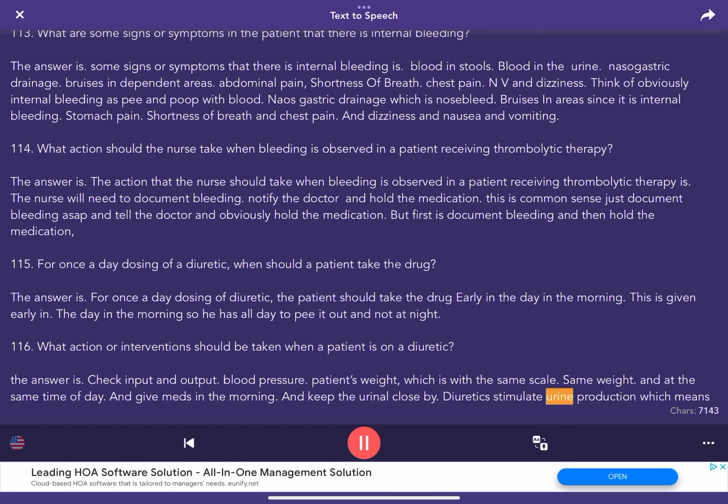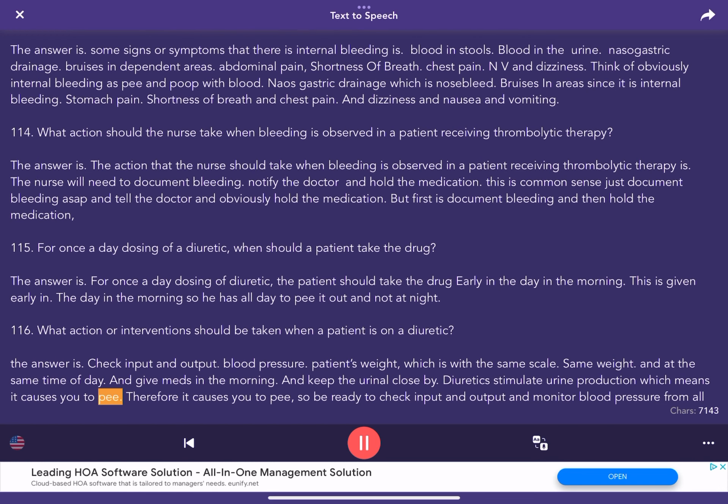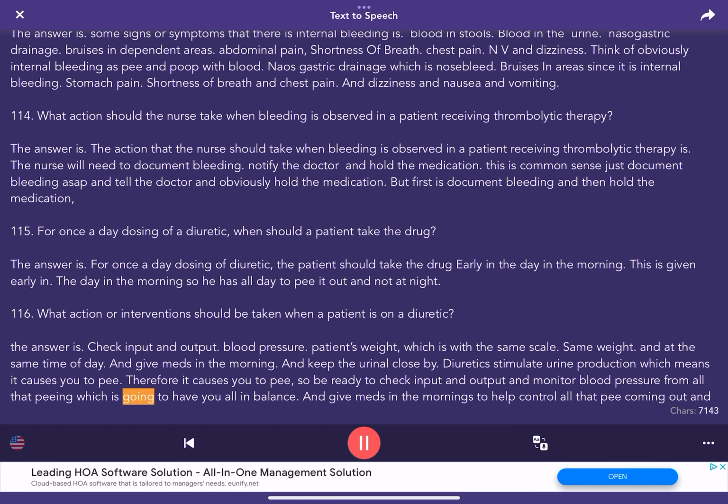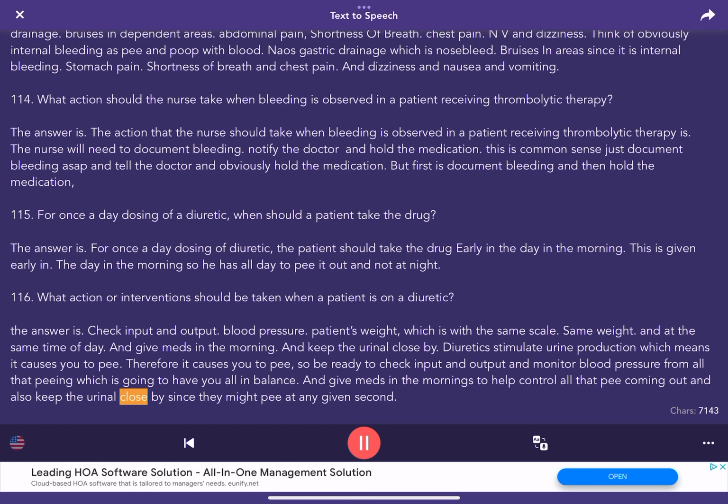Diuretics stimulate urine production, which means it causes you to pee. Therefore be ready to check input and output and monitor blood pressure from all that peeing, which is going to keep you all in balance. And give meds in the mornings to help control all that pee coming out, and also keep the urinal close by since they might pee at any given second.